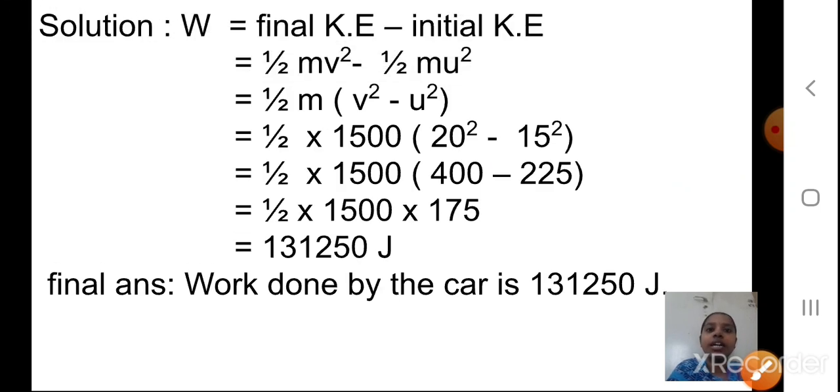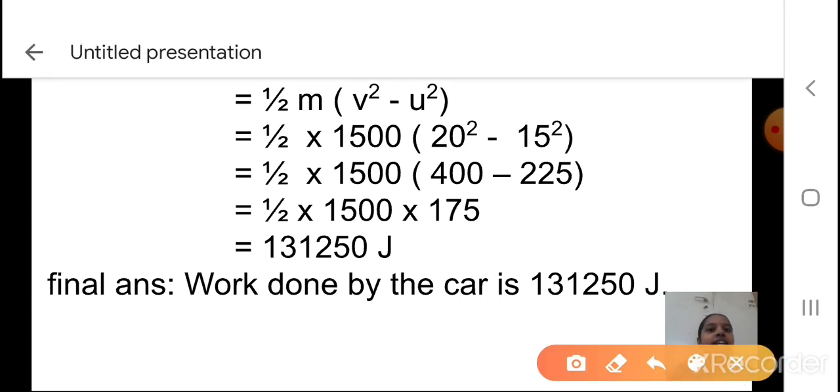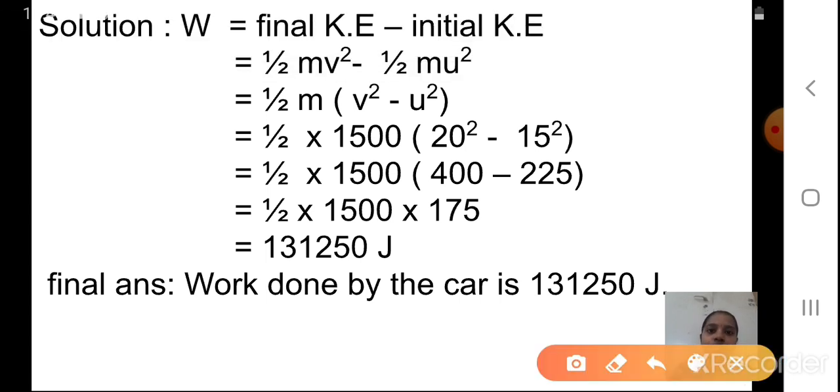Okay students, now see here, we have to find out the work done. What is the work done? Final kinetic energy minus initial kinetic energy. This formula we will use. As the car is in motion, it will have kinetic energy, not potential energy. So final is half mv square minus half mu square. Now we take half m common, v square minus u square. Now v value is 20 and u value is 15.